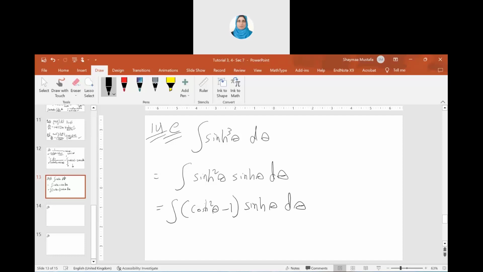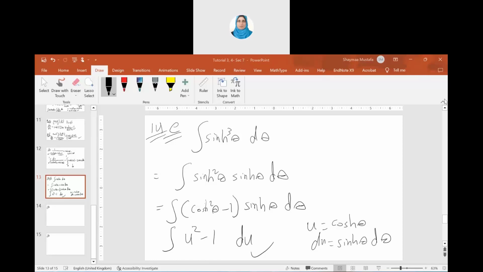Now use substitution. Use u equal to cos theta, then du will be sine theta d theta. So this one will become the integral of u square minus 1 du, and then you can continue. 14f is similar, but instead of sine cube, cos cube. Same method for 14e and 14f.